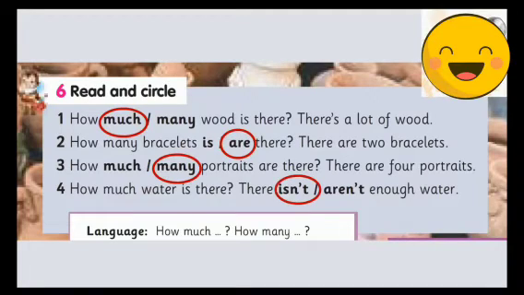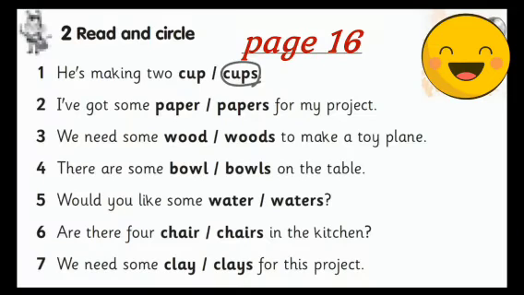There isn't enough water. Okay, let's answer some exercises in your activity book. Here I want you to read and circle. Number 1, he's making 2. Yeah, 2. So 2 cups. Number 2, I've got some paper or papers. Yeah, some paper. Because it's uncountable. You can't say papers. So I've got some paper for my project.